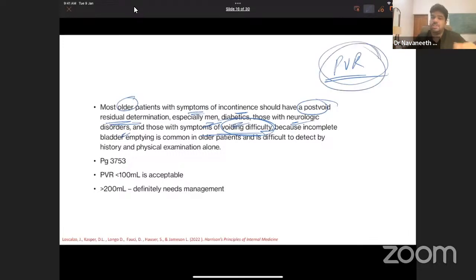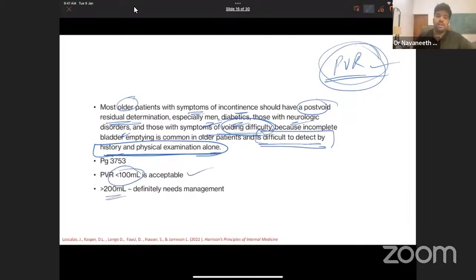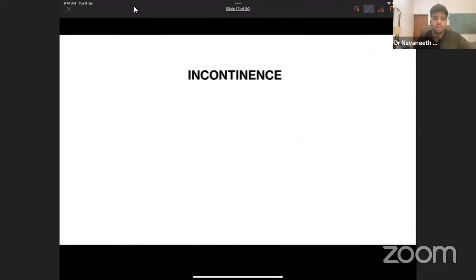So a PVR estimation lets you differentiate between a predominant storage problem and a predominant LMN or voiding problem, and the treatment becomes completely different. And it's difficult to detect by history and physical examination alone. So that's why you need to do a PVR estimation. A PVR less than 100 is acceptable. More than 200 definitely needs management. That means the bladder is unable to void. That's very important to you.